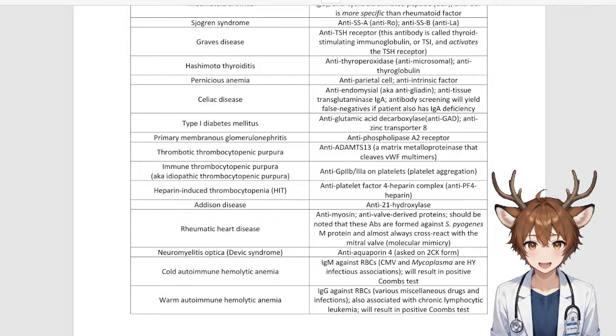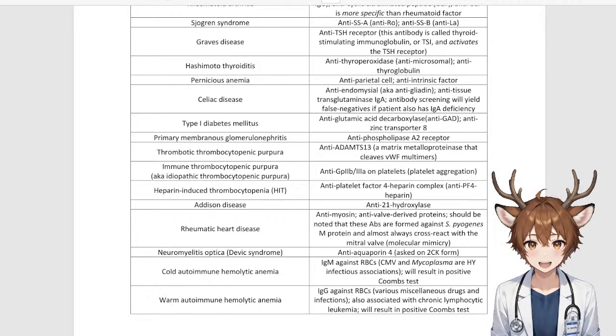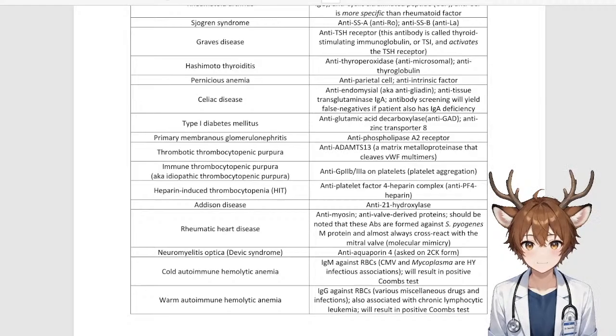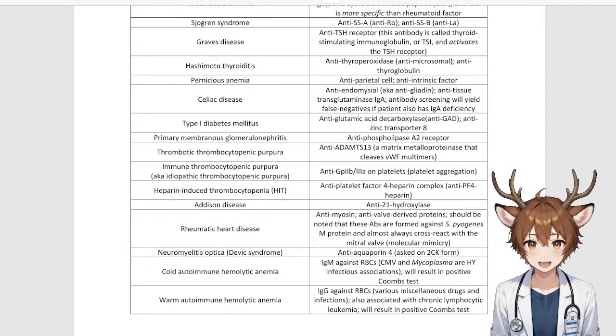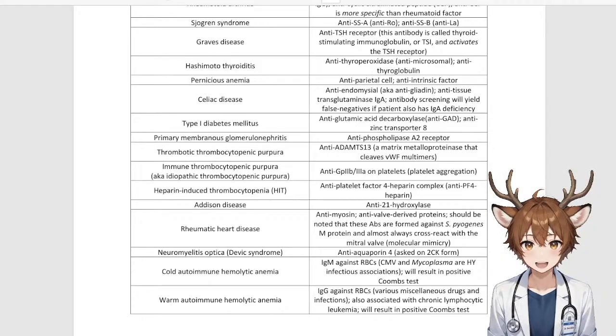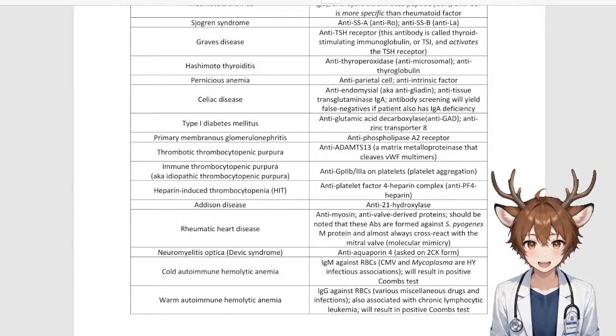Cold autoimmune hemolytic anemia, IgM against RBCs; CMV and mycoplasma are high-yield infectious associations; will result in a positive Coombs test. Warm autoimmune hemolytic anemia, IgG against RBCs, various miscellaneous drugs and infections also associated with chronic lymphocytic leukemia, will result in a positive Coombs test.